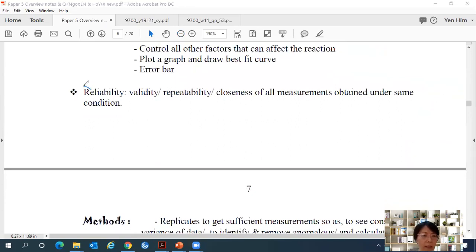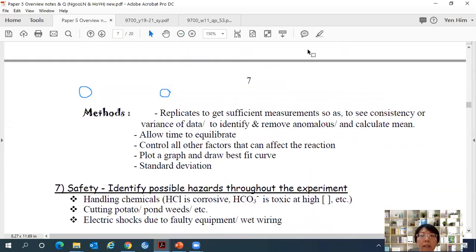Reliability, I always memorize it as R, therefore it is R, repeatability. Repeatability means you measure 3 readings, and the 3 readings are very close to each other. You measure 5 readings, and the 5 readings are very close to each other. So this is called reliable, or repeatable, or close to each other. So how to improve the reliability of your results? Here are the methods.